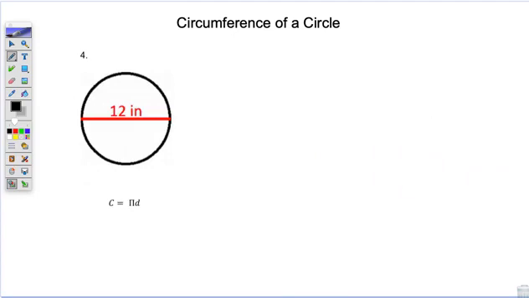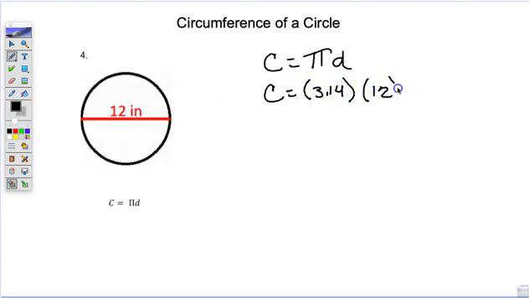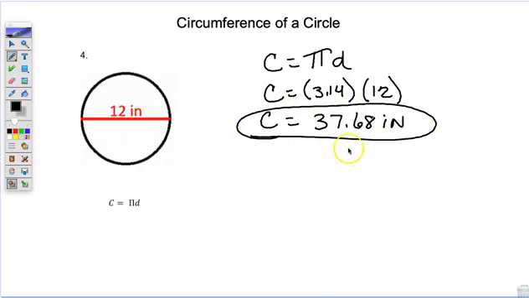Let's take a look at some examples where we're given the diameter instead of the radius. So we want to use a simpler formula, which is just pi times the diameter. We don't need to use 2 times r since we're given the diameter. In this one, again, we're going to use 3.14 for pi, and the diameter is 12. So in this example, we're just multiplying two numbers together, and you should get 37.68, and again, we want to label it with the unit of measurement, in this case, inches.